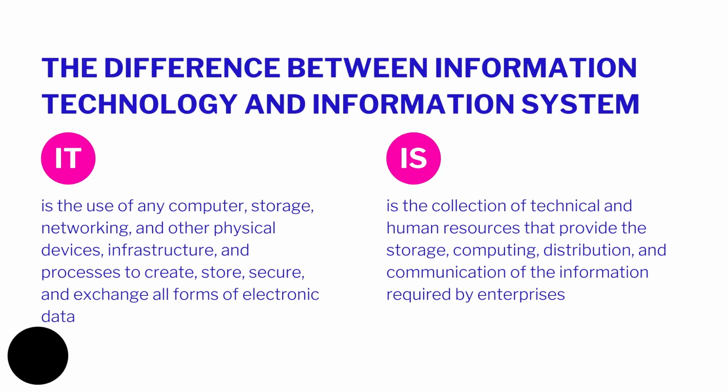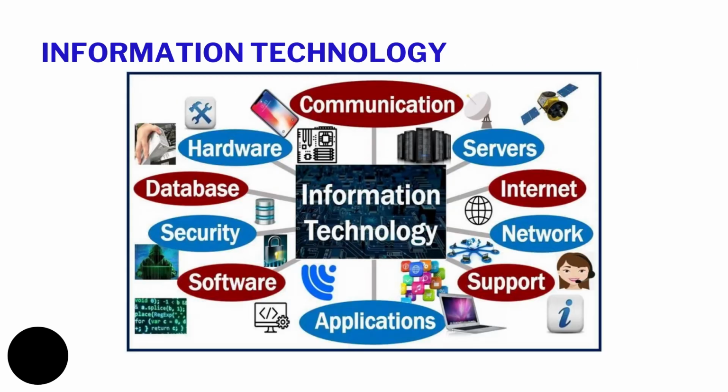The difference between information technology and information system. IT is the use of any computer storage, networking, and other physical devices, infrastructure, and processes to create, store, secure, and exchange all forms of electronic data. While IS, information system, is the collection of technical and human resources that provide the storage, computing, distribution, and communication of the information required by the enterprise.